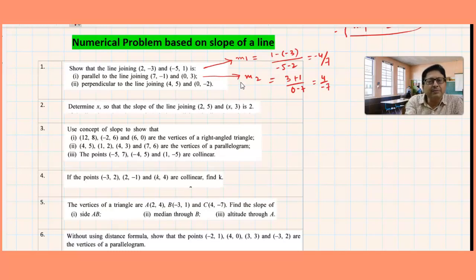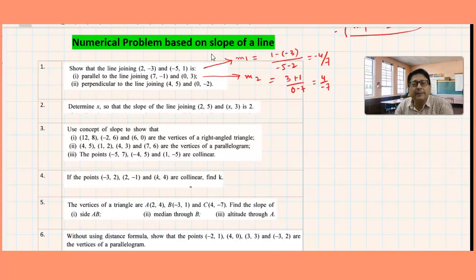Since m1 equal to m2, the two lines must be parallel to each other. Line segment joining this and this will be parallel to the line segment joining this and this, because they have the same slope. The concept is already explained to you. Two lines are parallel if they have the same slopes.